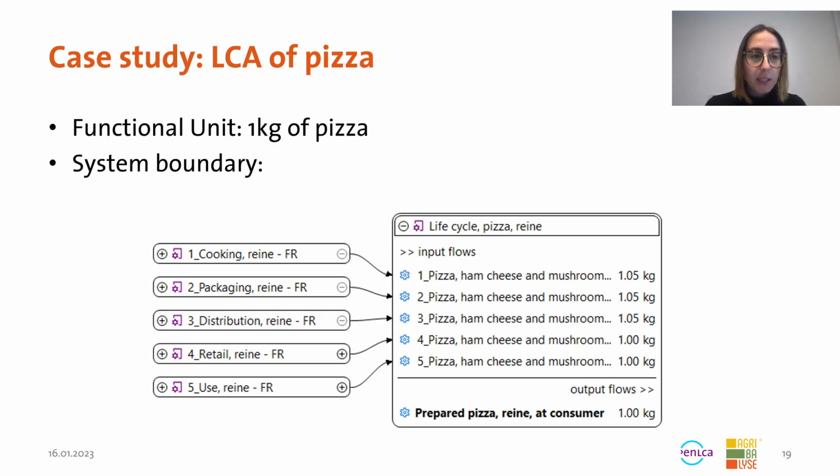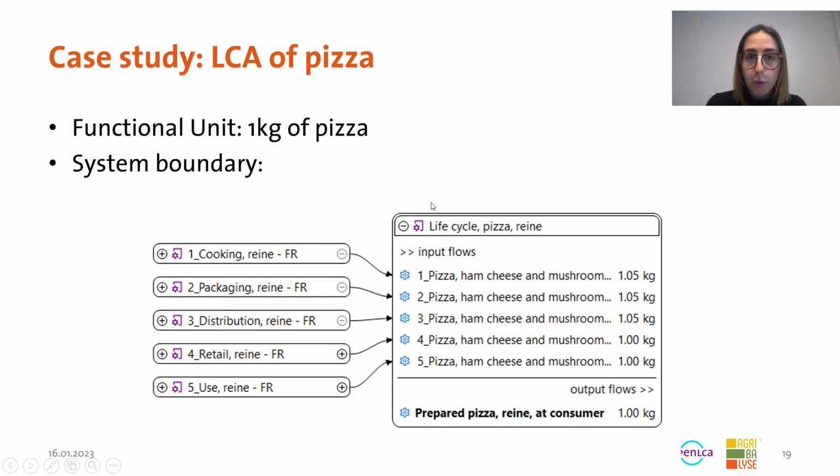So this is how the system boundary will look in openLCA. I have numbered the processes I've been modeling, to go from one to the next. We cook it, then we package it, distribute it, retail, and use. These are all together into one process.